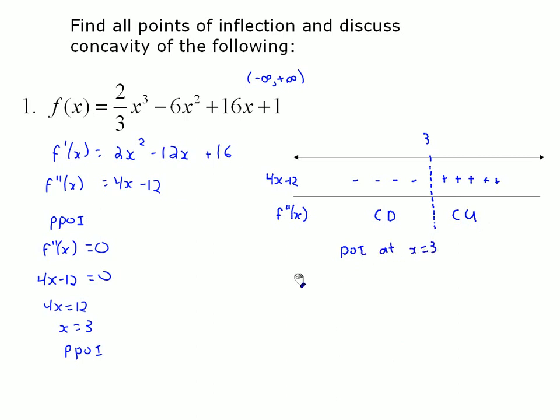Now, if you want to find out the value, you have to plug it in to the original. So f at 3 is equal to 2/3 times 3 cubed minus 6 times 3 squared plus 16 times 3 plus 1. And then just push that through your calculator if you like, or just get the number for it. It works out pretty well. I believe the answer would be 13. So f at 3 is equal to 13. I'll check that out.